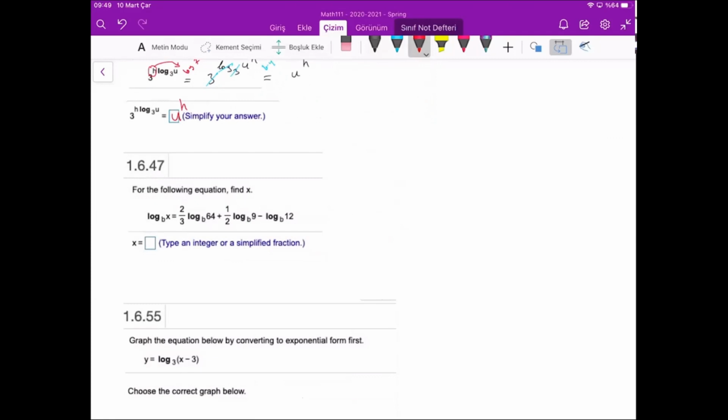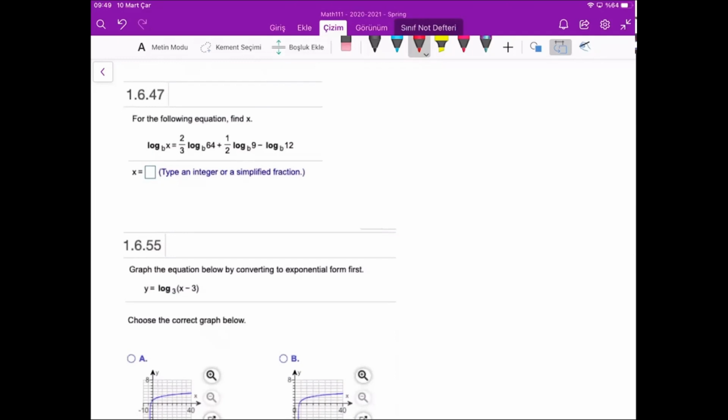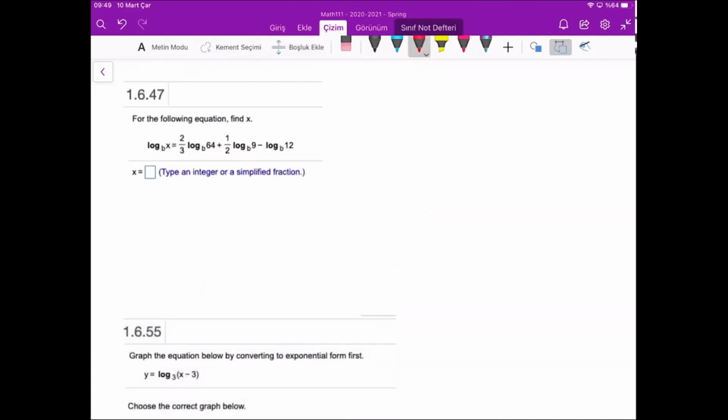Okay. For the following equation, find x. Let's look at the second question. Now, I will use some other properties. Here, the power 2 over 3 can be written as a power of 64. Okay, let's write.